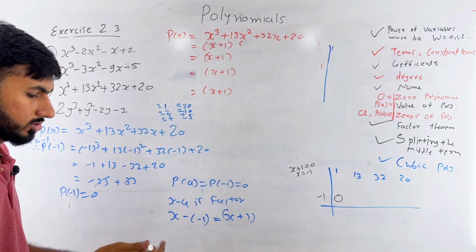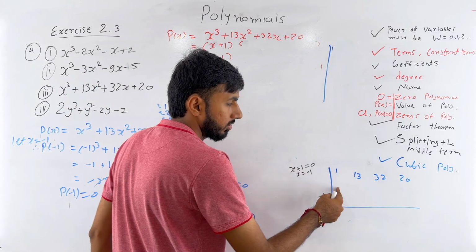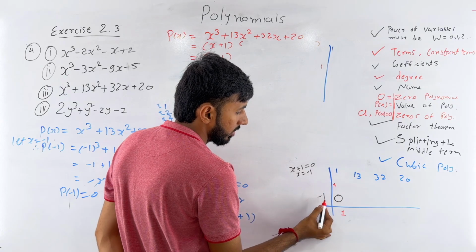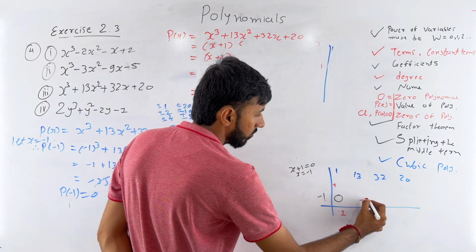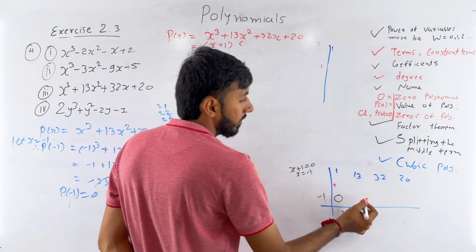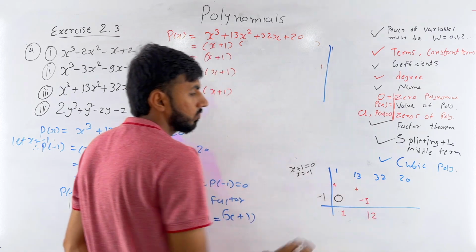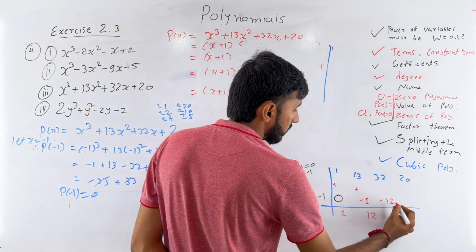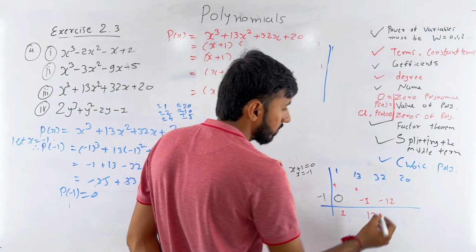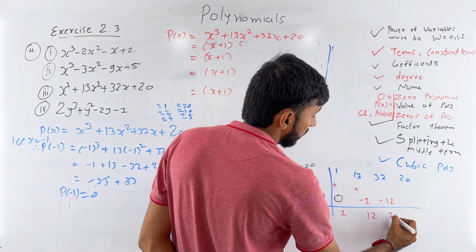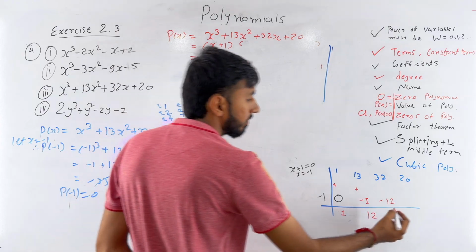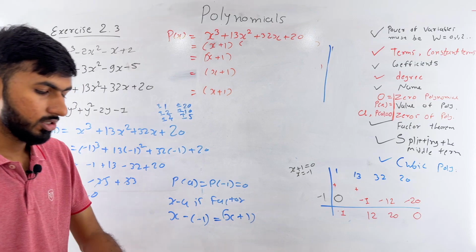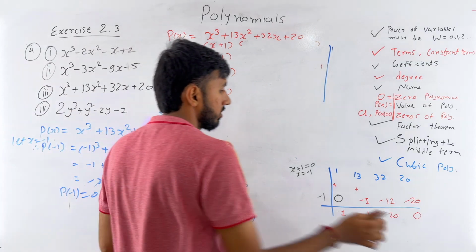Now just add numbers in columns and multiply by -1. So 1 plus 0 will be equal to plus 1. Now -1 multiplied by plus 1 will be equal to -1. Write -1 here. 13 minus 1, if I do addition, my answer will come as 12. 12 multiplied by -1 will be -12. Now 32 plus -12 will be 20 only, right? Now -1 multiplied by 20 will be -20. If I add these two, my answer will be 0. So these are the coefficients of the quadratic polynomial, and the last one is the remainder.